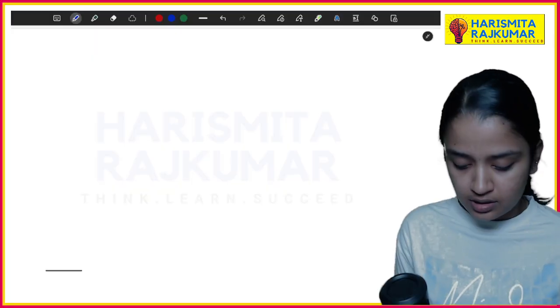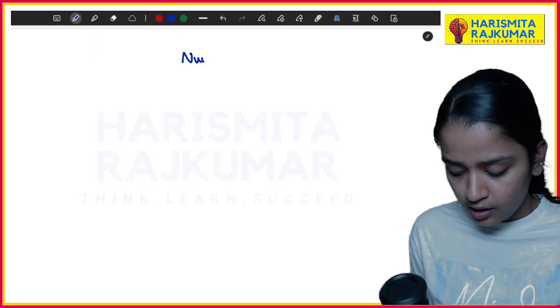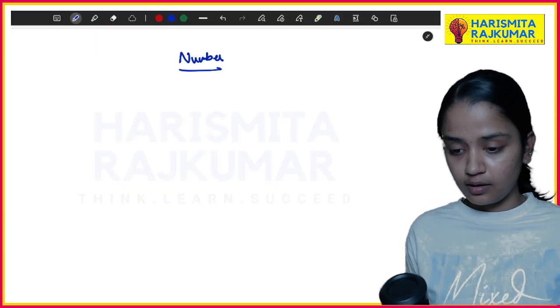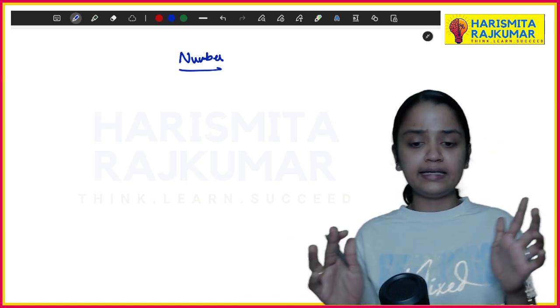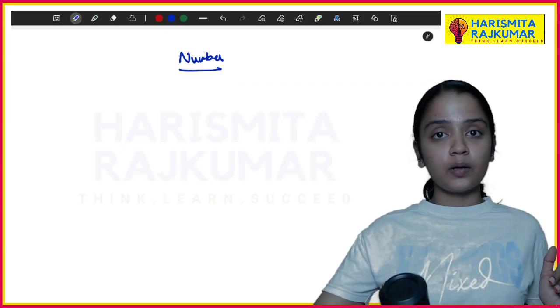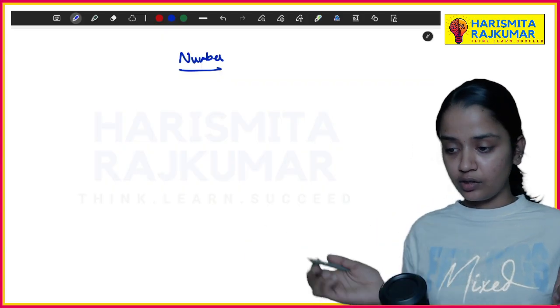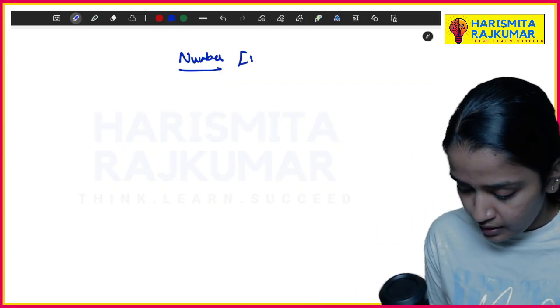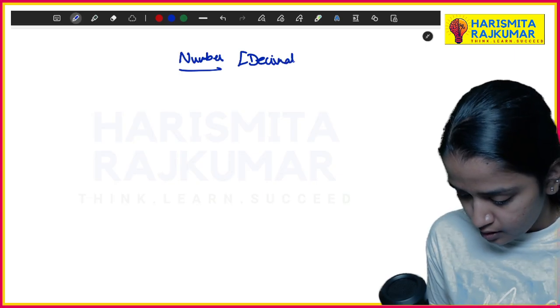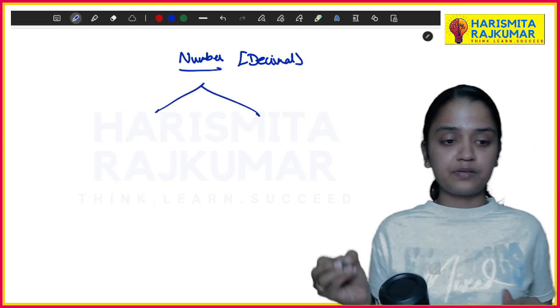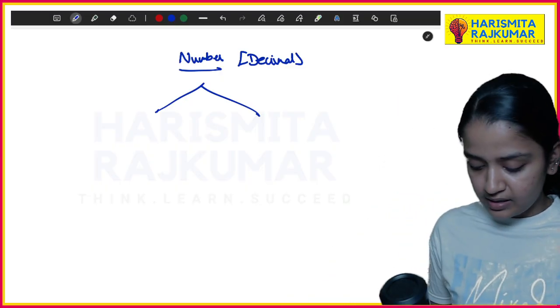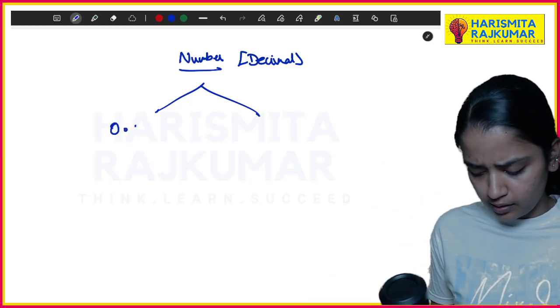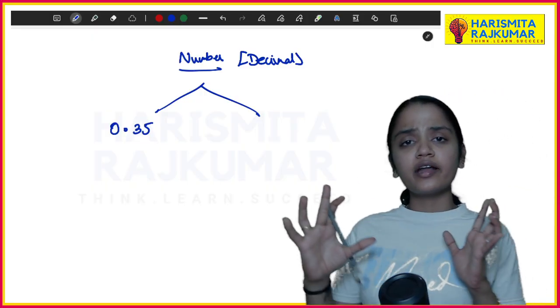So generally you have a number, and how is it mainly divided? A decimal can be divided into two main types. The first type is simply 0.35, where there are no repeating numbers.